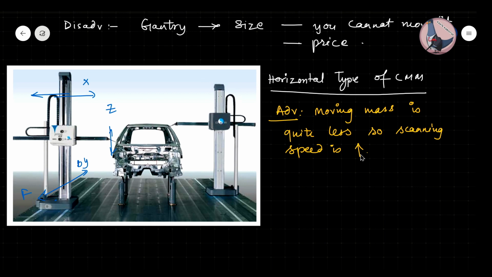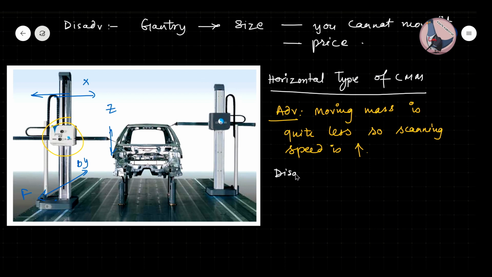Now, you can see these systems are very lightweight. So they can very easily move front and back. So the scanning speed of this entire job will be very, very quick. Fine. Now in this, the disadvantage part also we will discuss.